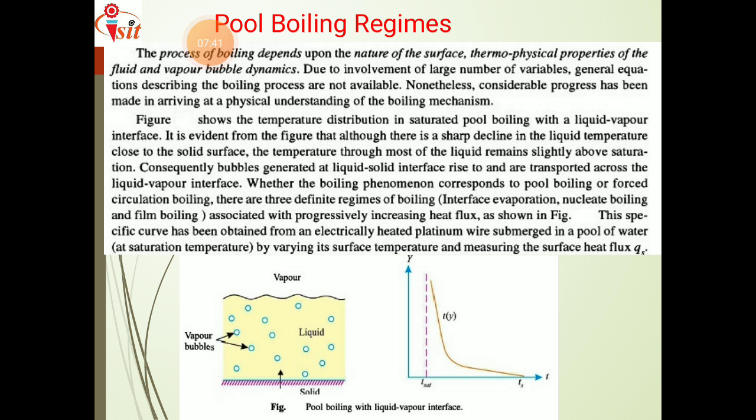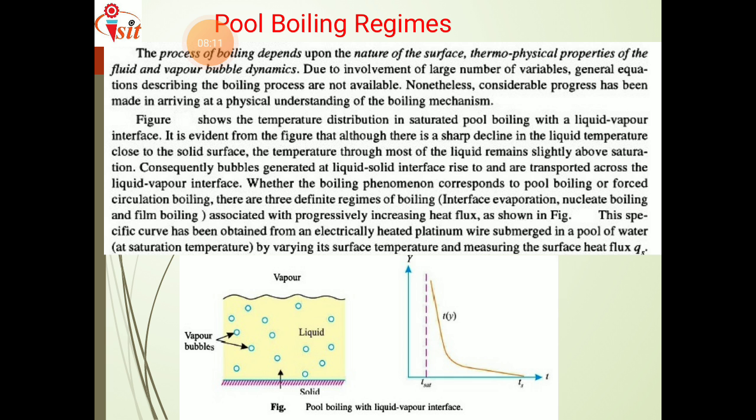In this figure, a liquid is taken in a container, and the solid is nothing but the liquid-solid interface. When heat is supplied to this liquid, heat will be transferred within the liquid by free convection, and because of free convection the liquid is heated, and after its saturation temperature bubbles are formed, and it is evident from the graph where there is a sharp decline in the liquid temperature close to the solid surface.